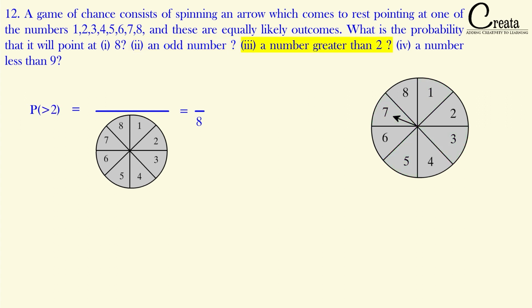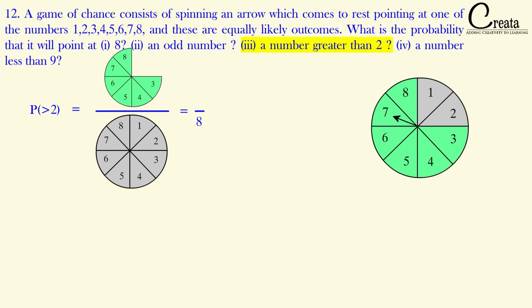The third part, a number greater than 2. What is the probability that the arrow will rest at a number greater than 2? So what are the numbers greater than 2? It includes numbers 3, 4, 5, 6, 7 and 8. So total 6 segments are greater than number 2.